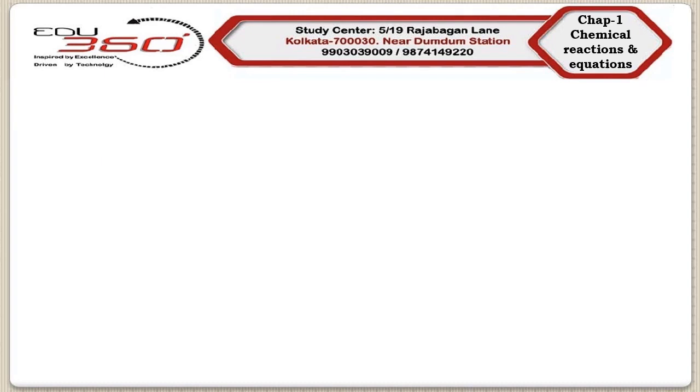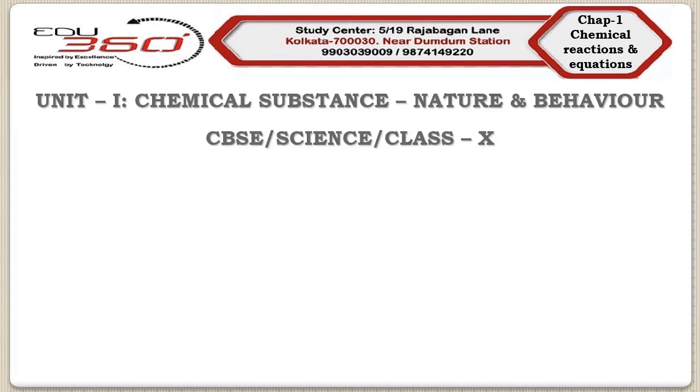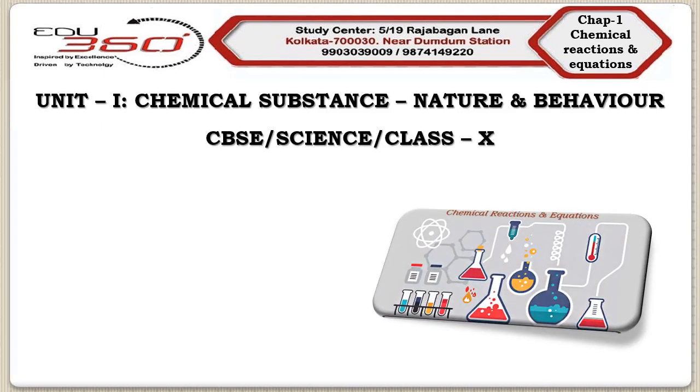In today's video, we will discuss some topics of the first chapter, which is Chemical Reactions and Equations of CBSE Class 10 Science. This is under Unit 1, which is Chemical Substance, Nature and Behavior. The topics which will be discussed in this video are as follows.